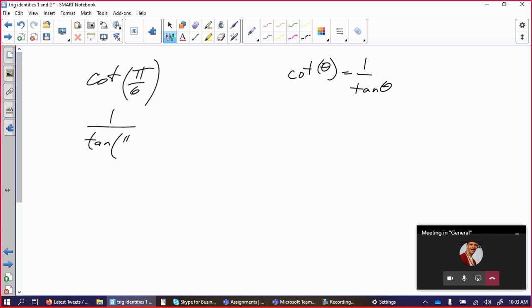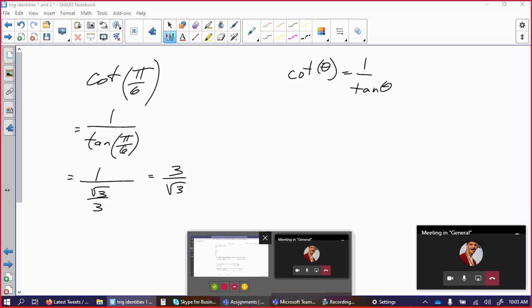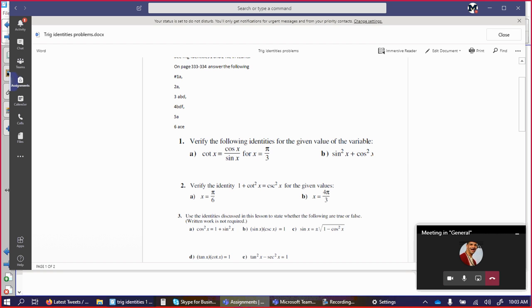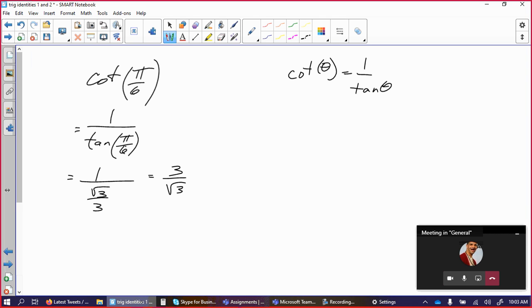tangent of pi over 6, which is on your unit circle, which in this case is 1 over the square root of 3 over 3. Well, that's kind of ugly, so we would just say 3 over root 3. And for a question like on that assignment, if it's got a radical in the denominator, but this side also has the same radical, well, it should work out.